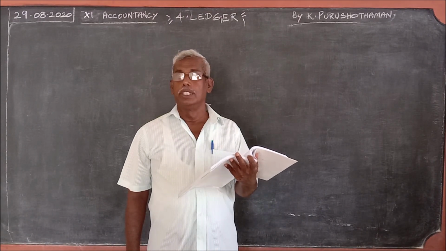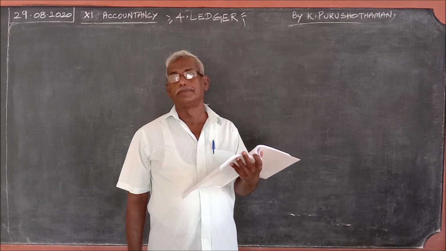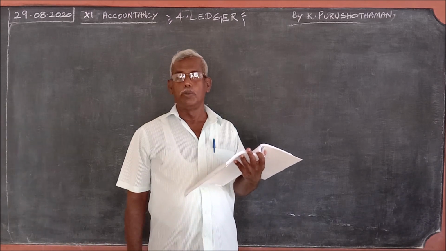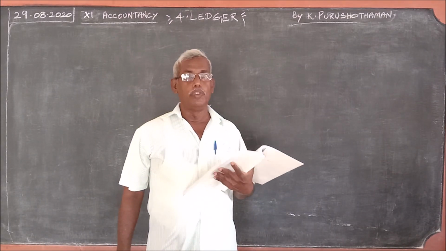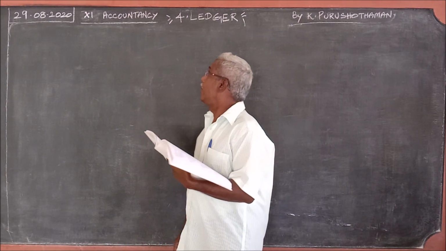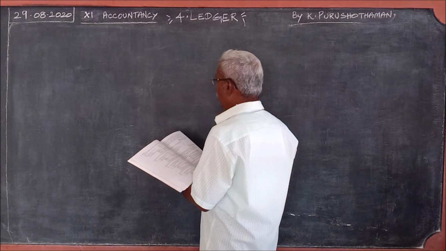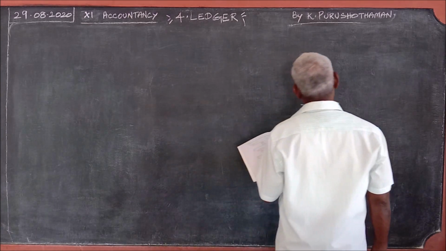Hello, good morning, students. So far, we have seen what is journal and how the entries should be passed in the book of journal. Now we have come to the next chapter, number 4, ledger, and how the postings should be made in the ledger.